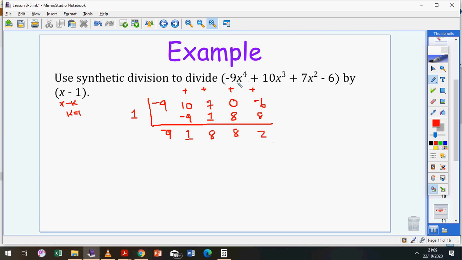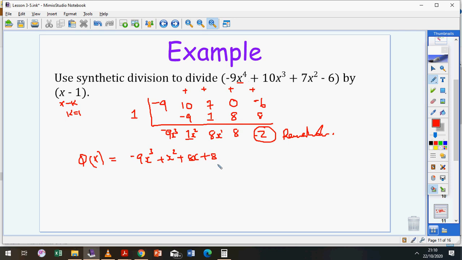4, when I divide, the next power has to be x to the power 3. This is x to the power 2. This is x to the power 1. This is x to the power 0. And then this is the remainder. So my quotient, because the quotient is also a function of x, is negative 9x cubed plus x squared plus 8x plus 8. That's my quotient.